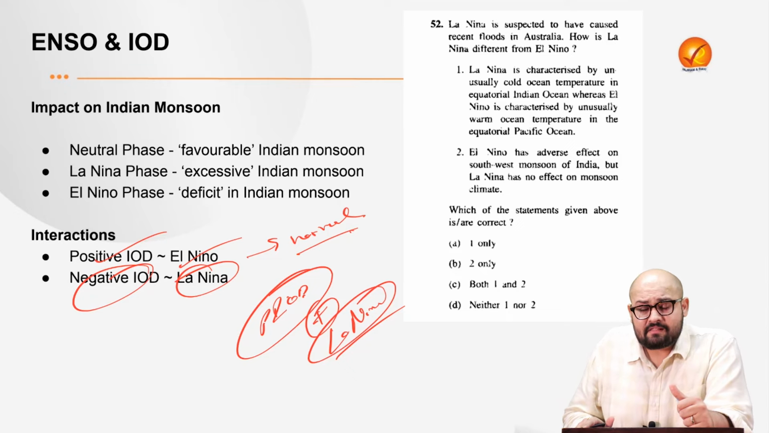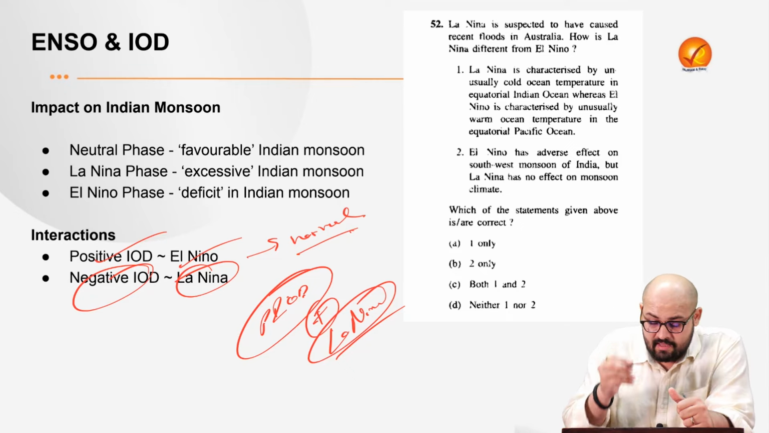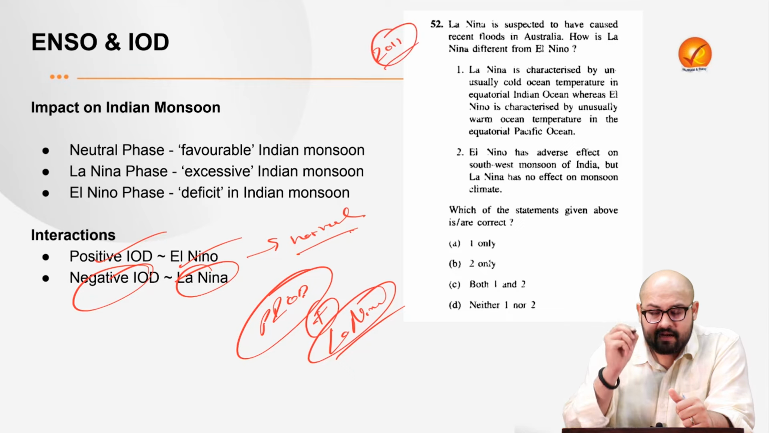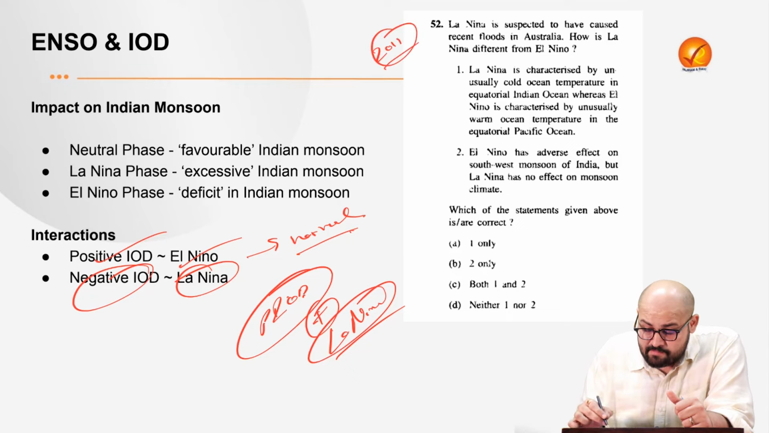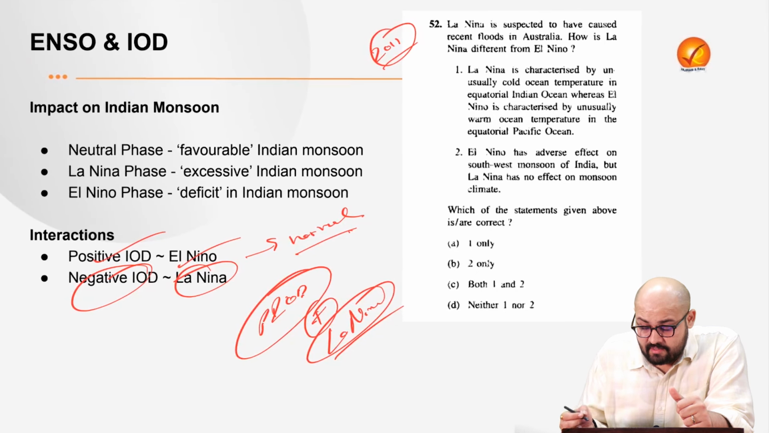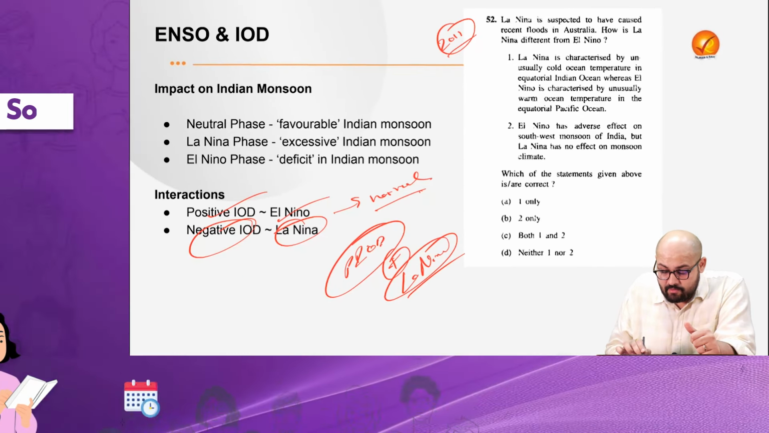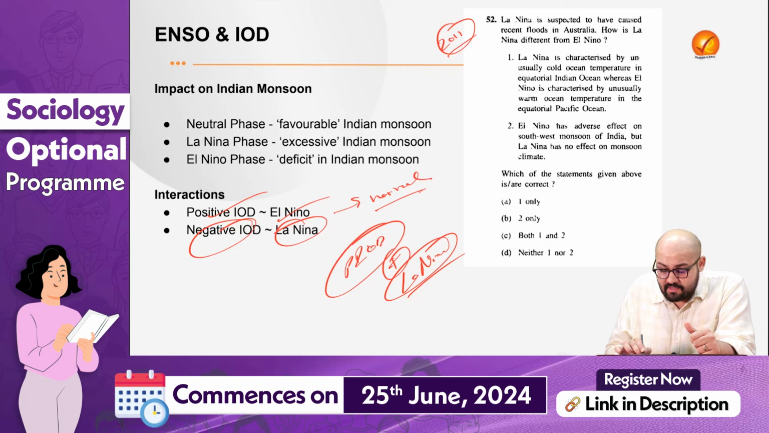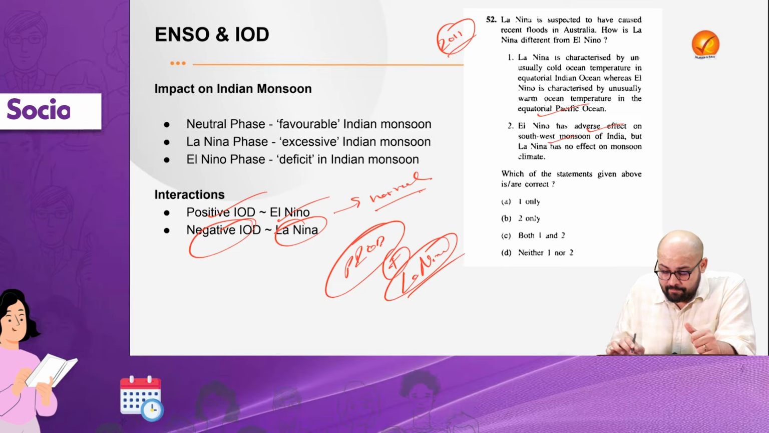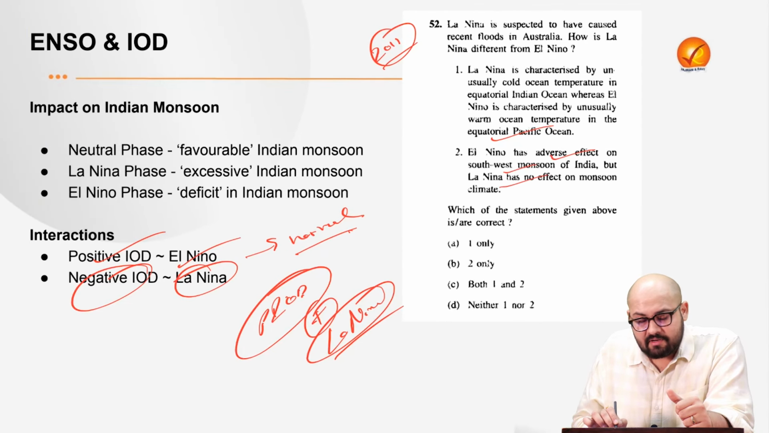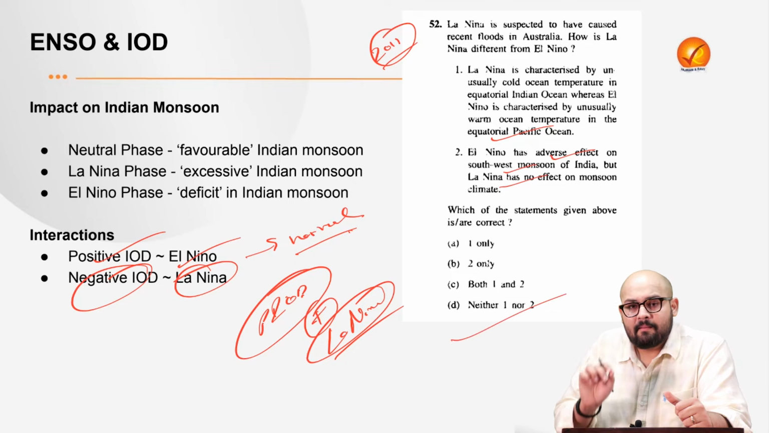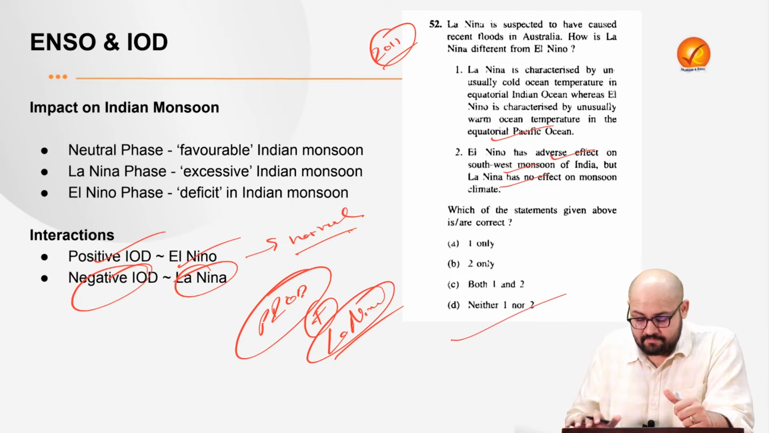Now, before we proceed to the next article, we have a very important question. This is from the 2011 prelims, right? So the question is, La Nina is suspected to have caused recent floods in Australia. How is La Nina different from El Nino? The first is La Nina is characterized by unusually cold ocean temperature in equatorial Indian Ocean, whereas El Nino is characterized by unusually warm ocean temperature in the equatorial Pacific. Then El Nino has adverse effect on the southwest monsoons of India, but La Nina has no effect on the monsoon climate. Which of the statements given above is or are correct? So just mark your answer and post it in the comment section.